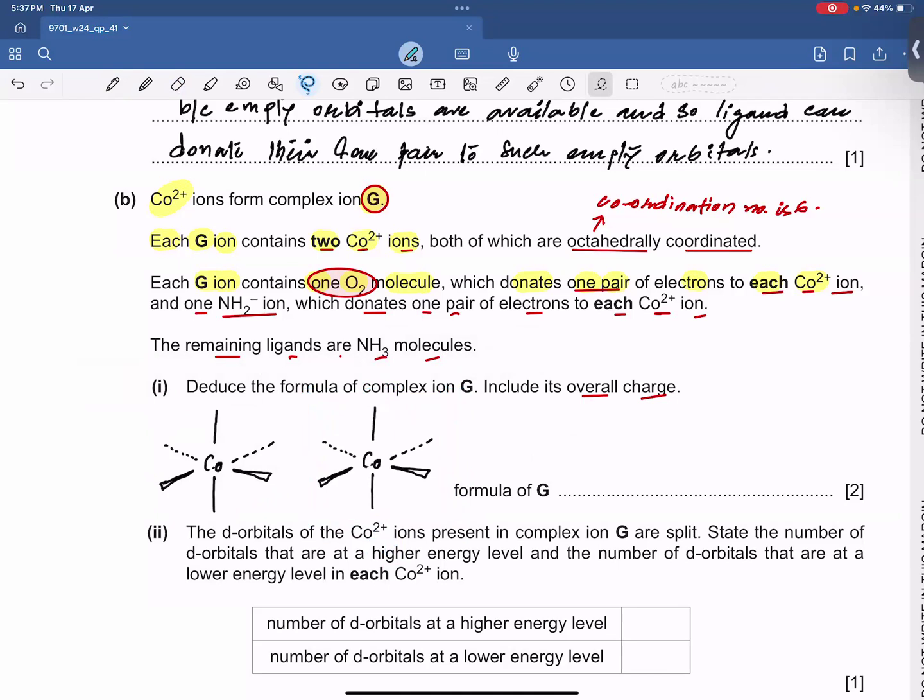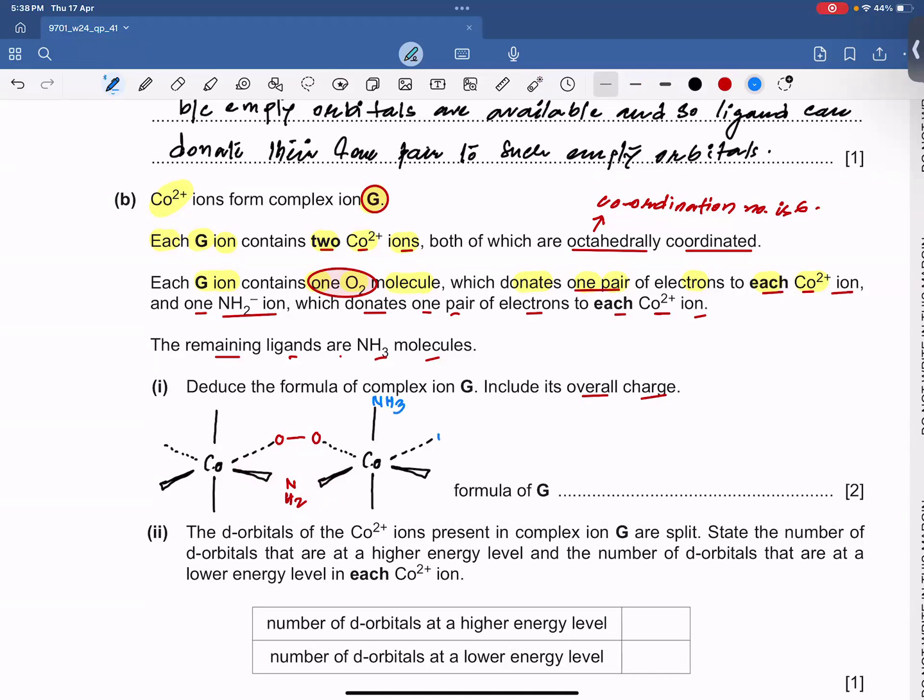Okay. Now we have 1 oxygen molecule, and the oxygen donates 1 lone pair to each transition element. So it donates only 1 lone pair to this cobalt ion. We have one NH₂. So this is going to be the NH₂ thing. This one is donating to this one, and it is donating to this one also. And the remaining ligands would be ammonia.